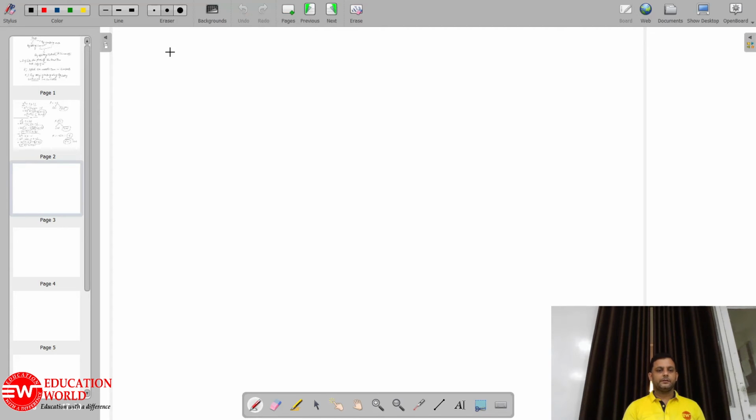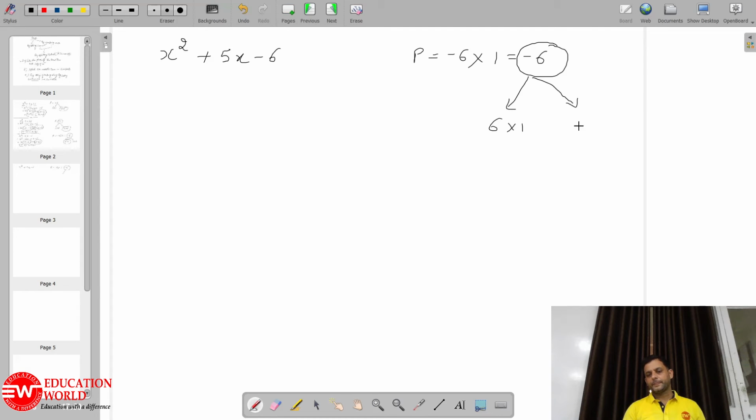When we have x square, this time the middle term is plus and the last term is negative. So again you will see your product is negative. Why? Minus 6, since the coefficient of x is 1, which is positive. Now again I have to search for the numbers whose product is 6. So if I search, it will be 6 into 1, 2 into 3.